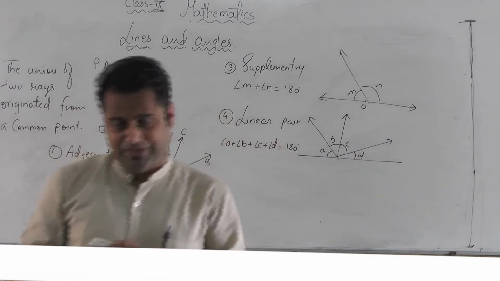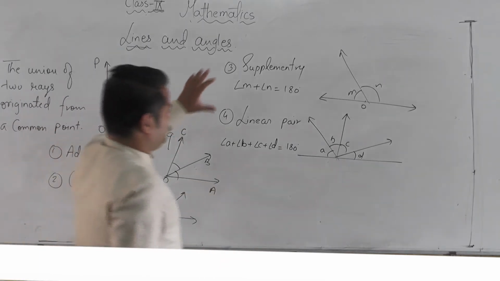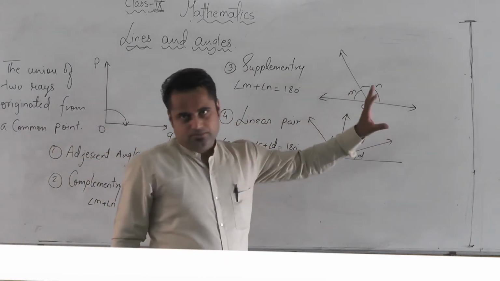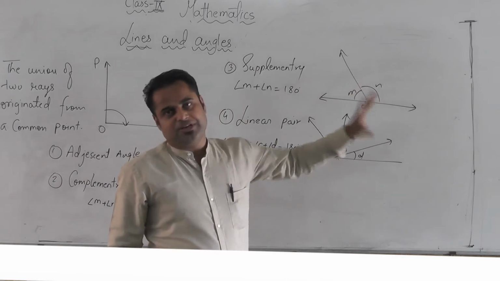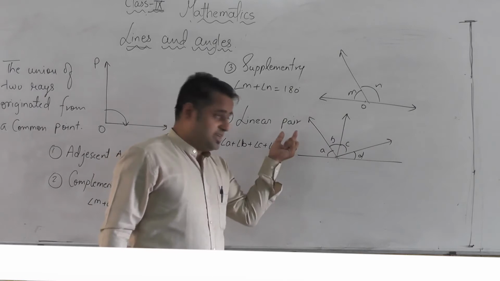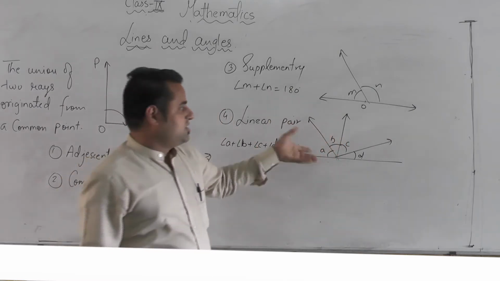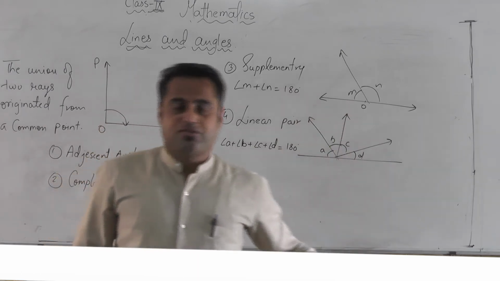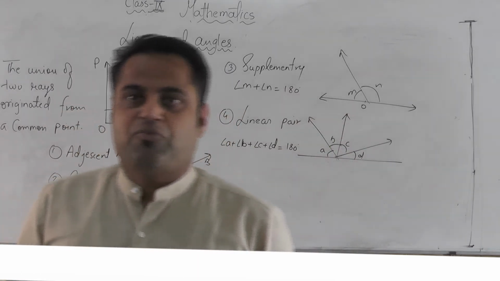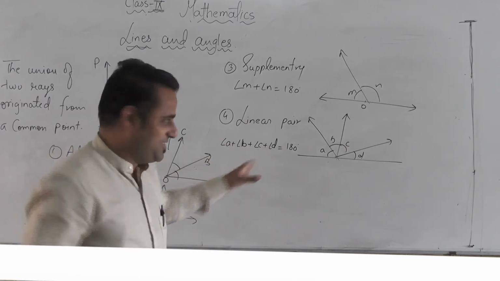Now, what is the difference between supplementary and linear pair? In supplementary angles, there are two angles, with a ray lying in between on a straight line. But in a linear pair, see, it is called a pair, but there are more than two angles. Okay, 3, 4, 5, more than two angles. So when in a straight line there are more than two angles, they are called a linear pair, not supplementary.